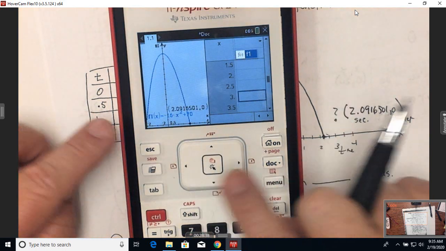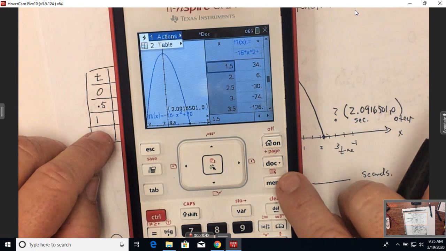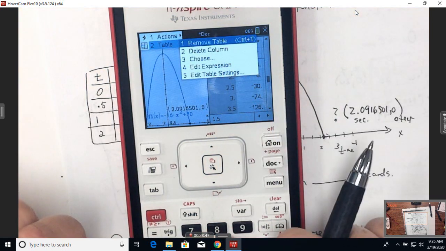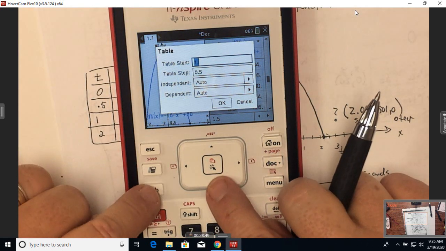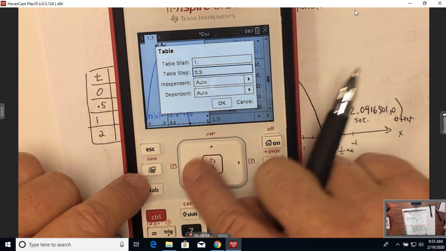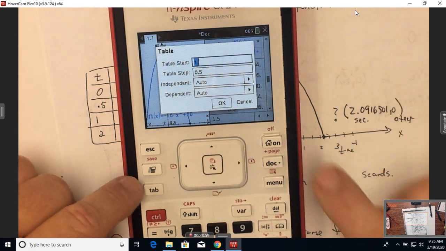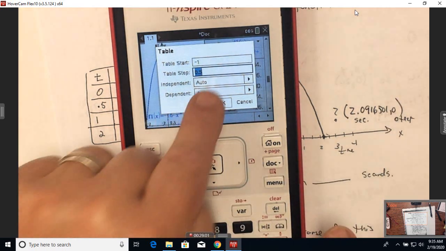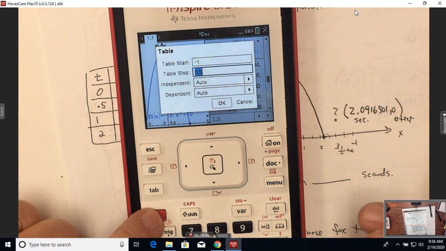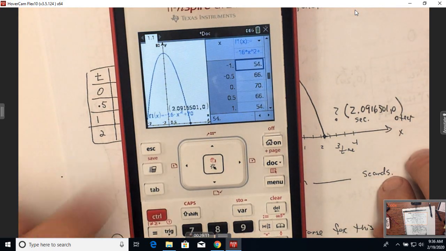So how did I do that? I'll show you one more time real quick. We go to Menu, Table, Edit Table Settings. All right, and then our table starts at 1. We're going to start that table wherever you want. You can start it at a -1 if you want. And then we're counting by 0.5. So change that table step to a 0.5. Leave it auto, so it'll do it automatically. So tab over, and just go to OK. See how I started at a -1?